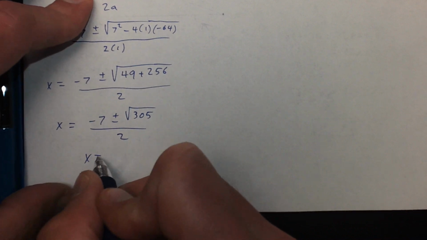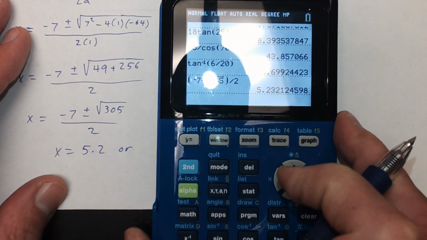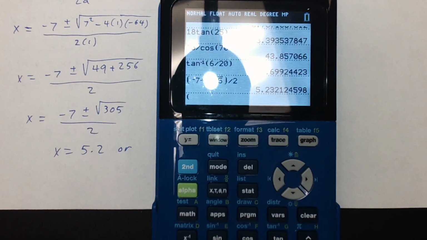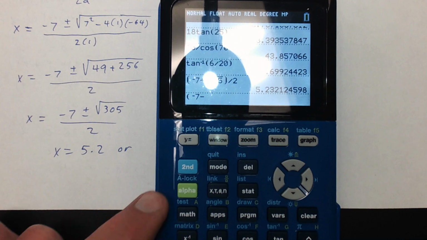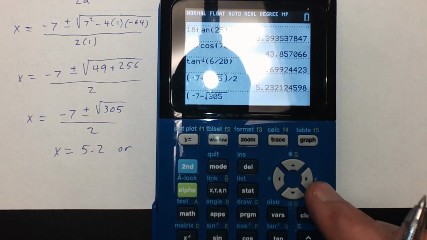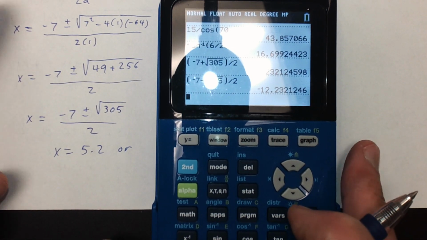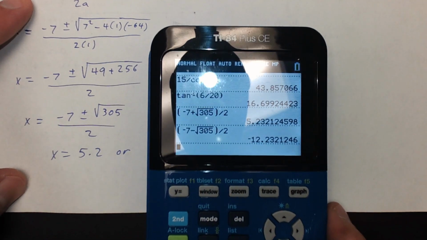So x could be equal to 5.2, or x could have been equal to, I could have done negative 7 minus the square root of 305, and then close my parentheses, divide that by 2. That would have been the other answer of negative 12.2.